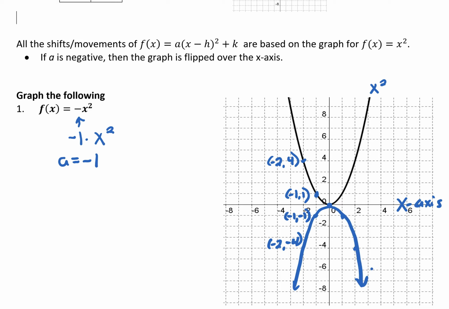We can see from this graph that the vertex is at 0, 0, and we have an axis of symmetry that would go through that vertex with the equation x equals 0, x equaling the x value or coordinate on the vertex. And that's how I would graph f of x equals -x squared.